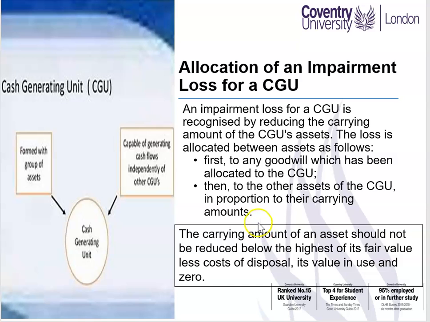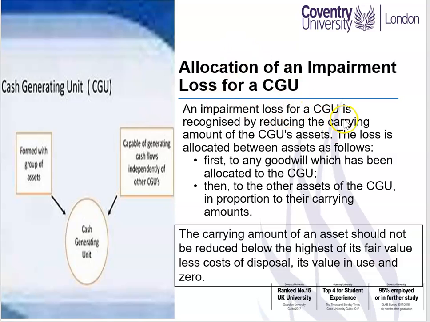So, in this case, you add up all the assets within the unit and compare them to the recoverable amount. If the total assets exceed the recoverable amount of the unit, you will then have an impairment loss. How then do you account for such impairment loss?